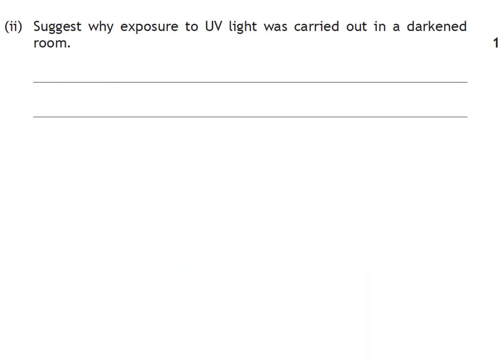Suggest why exposure to UV light was carried out in a darkened room. Well, this I hope is quite obvious. Basically, light, in terms of normal sunlight, contains UV. So if you want to actually expose it to a known quantity of UV, you're going to have a darkened room to put that in. And that's it.